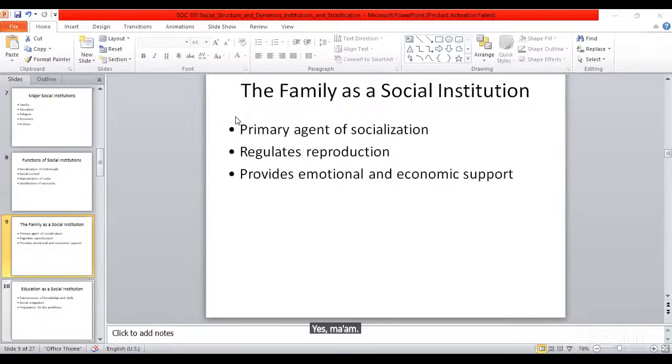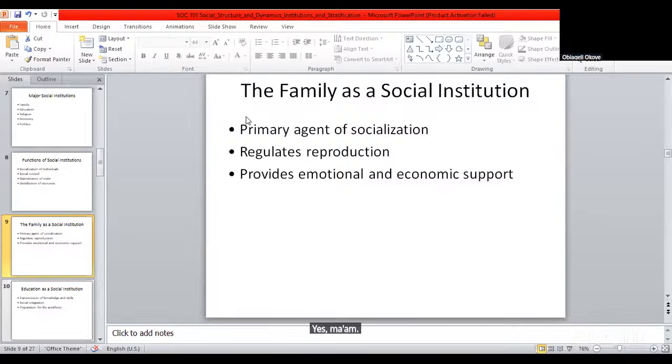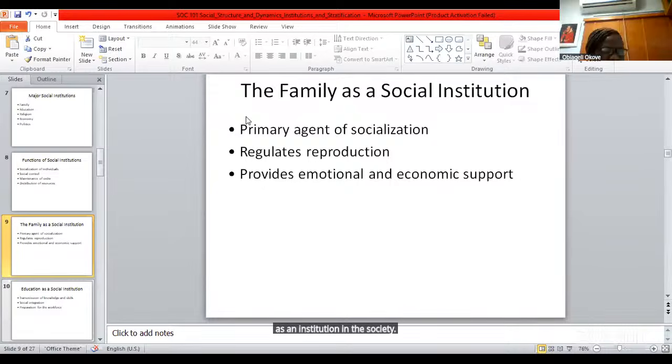Okay, I said let's look at family as an institution in the society. So family is the primary agent of socialization. That is the first place where the child is taught the basic skills he or she needs to adapt in the society, that is, to be a useful member of the society. The children are taught the norms, the rules and regulations that guide the society in the family. So family is an important place for socialization.